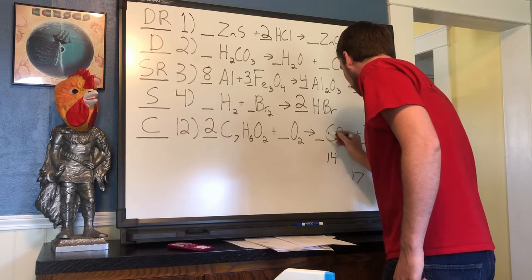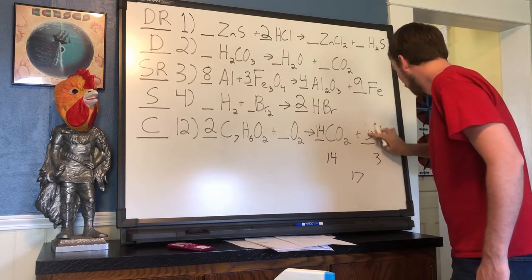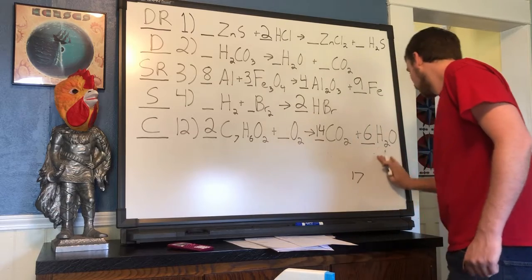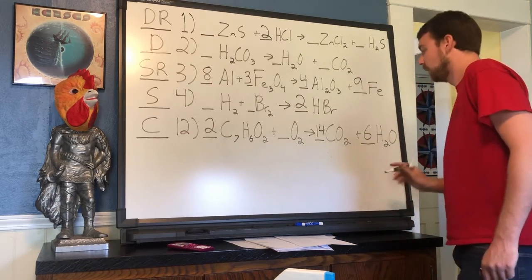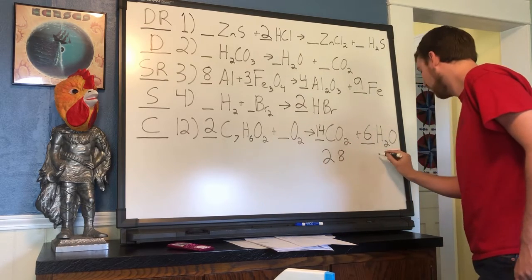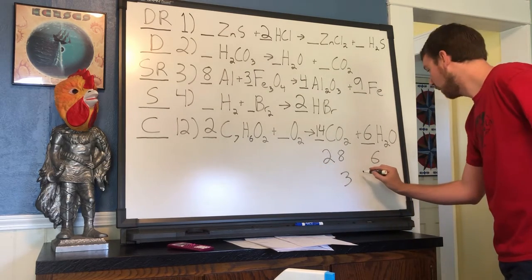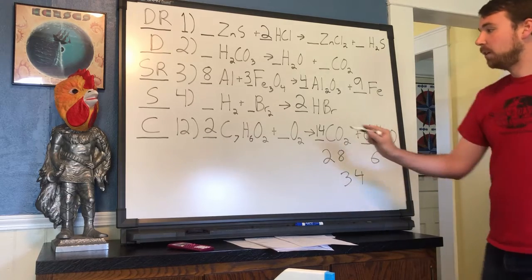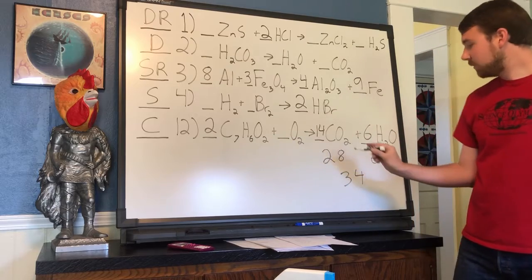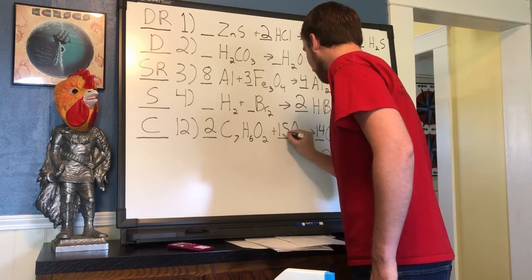This gets doubled to 14. We will double this to 6. So we now are going to have 28 and 6. So we will have 34 oxygen. 4 of those oxygen are going to be taken up here. So we only need 30 here, so I can get away with just putting a 15 here.